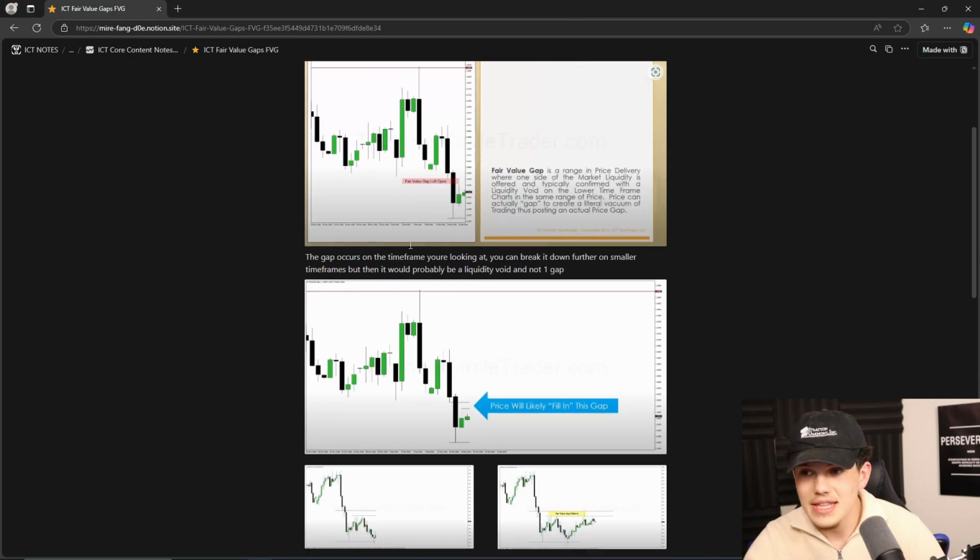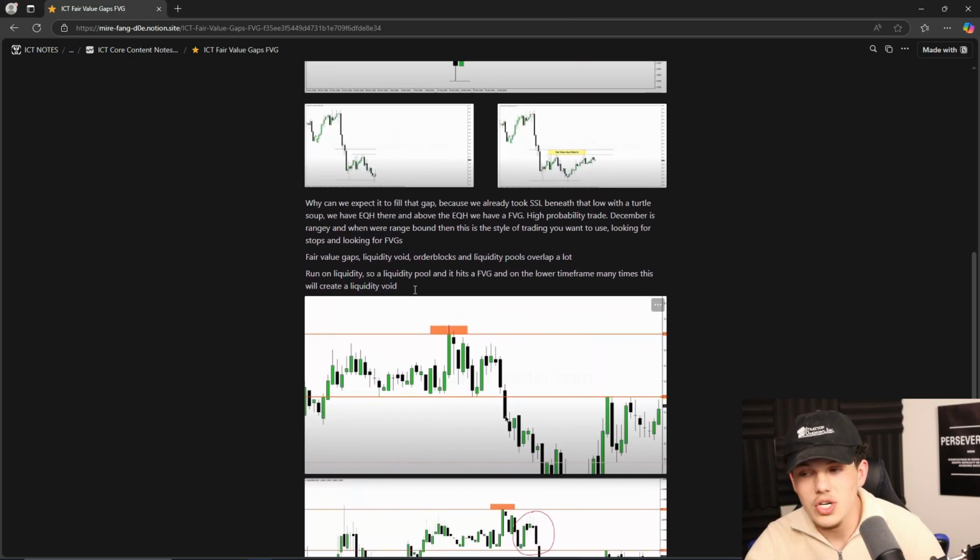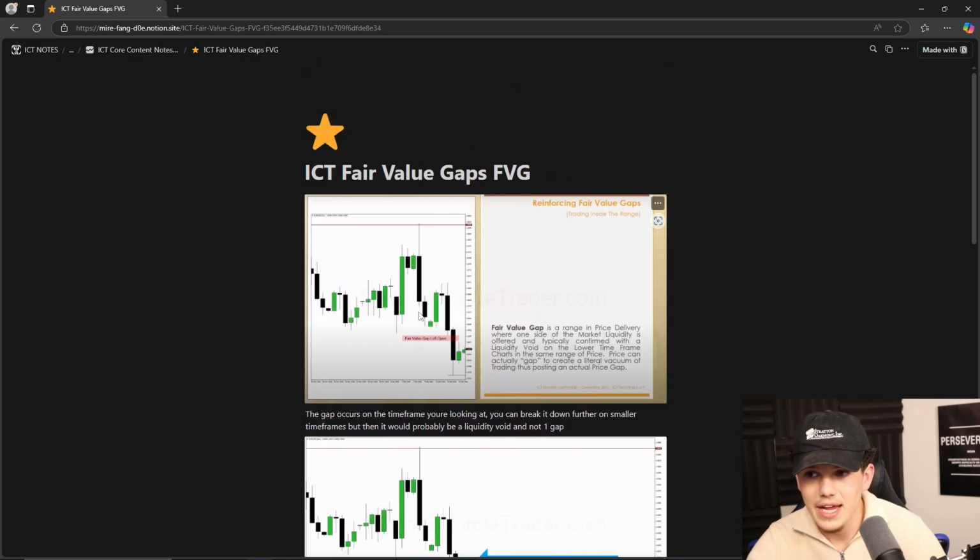You can see that I published a bunch of notes on a bunch of different types of PD arrays. This is just on fair value gaps. You can see that the gap occurs on the time frame you're looking at.